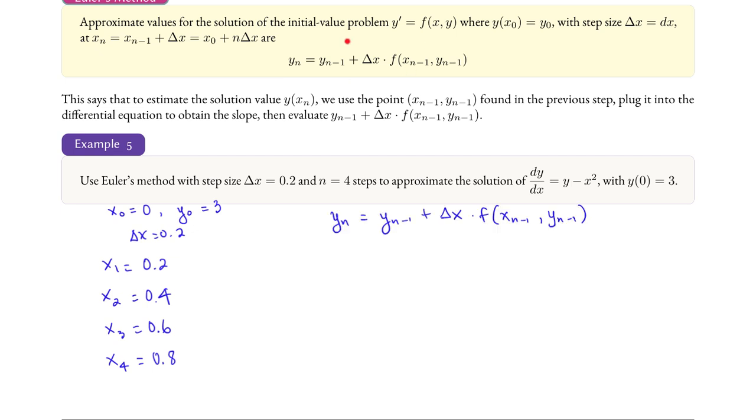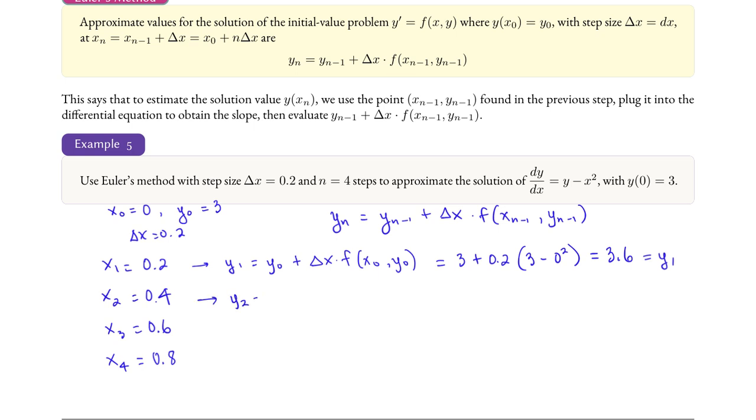We're going to use Euler's formula to find y1, y2, all the way to y sub 4. And each time we're going to use the previous point along with the derivative dy/dx as the slope. So for example, y1 is y naught plus delta x times f(x naught, y naught). But y naught is 3, delta x is 0.2. And when we plug x equals 0, y equals 3 into dy/dx, we get 3 minus 0 squared. And this will give us 3.6. And this is y1.